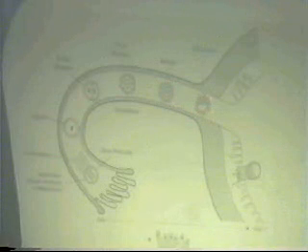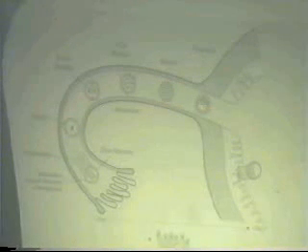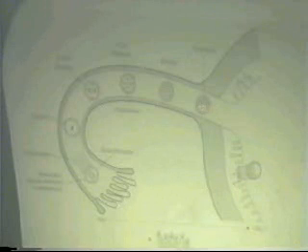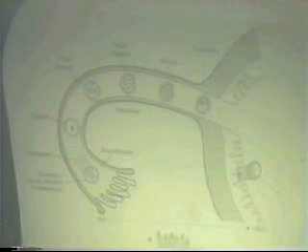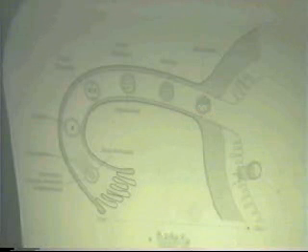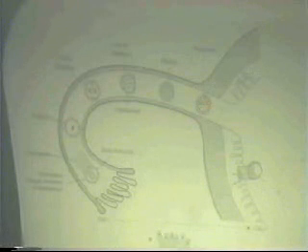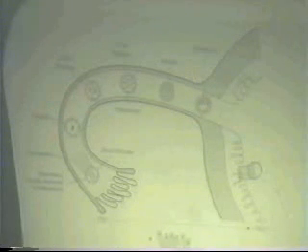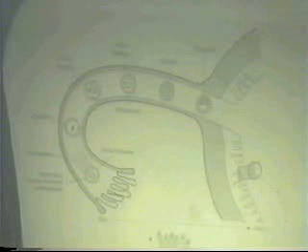start to rearrange themselves so that there develops a cavity within that ball, and that cavity is called a blastocyst cavity. The structure is called a blastocyst. Once we have a blastocyst, we can identify 2 parts of this developing embryo. This inner part, which we call the inner cell mass, that's what's going to actually become the embryo.